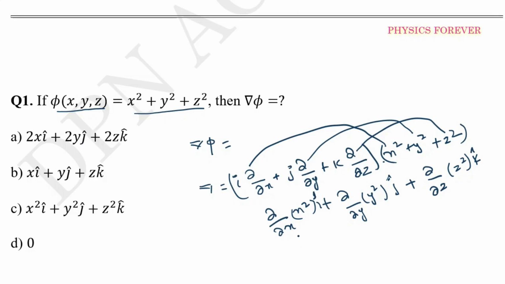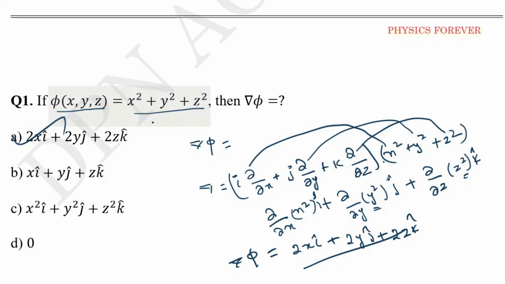So அப்ப differentiate பண்ணா என்ன வரும்? x பொறுத்து differentiate பண்ணா 2x i cap, y பொறுத்து differentiate பண்ணா 2y j cap, plus z பொறுத்து differentiate பண்ணா 2z k vector. So this is the value for del pi. So what is the answer for this question? A is correct.